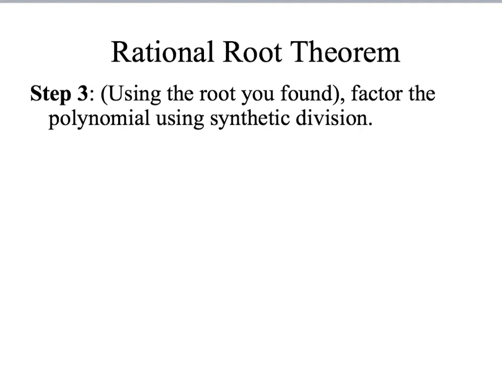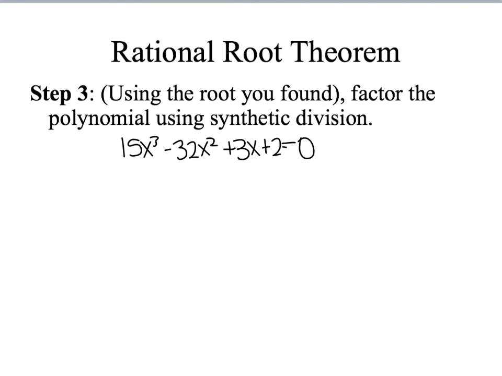All right, step 3. It says use that root that you found, and you're going to factor that polynomial using synthetic division. We know that 2 works. 2 is our root. Let me write down our polynomial function first. This is what we started off with: 15x cubed minus 32x squared plus 3x plus 2.